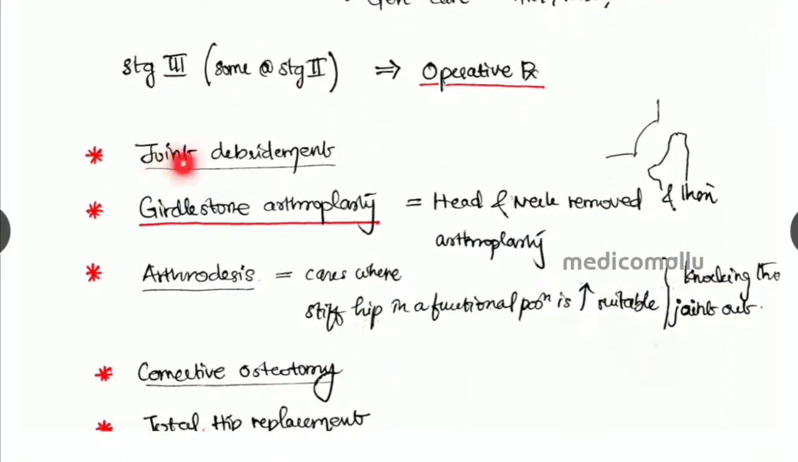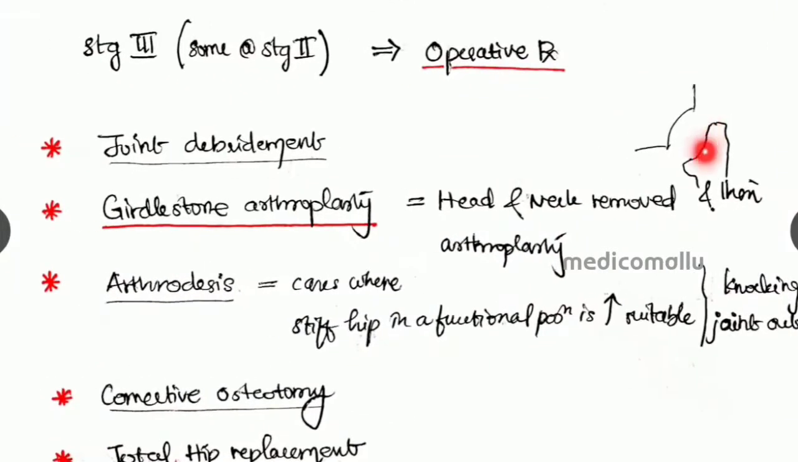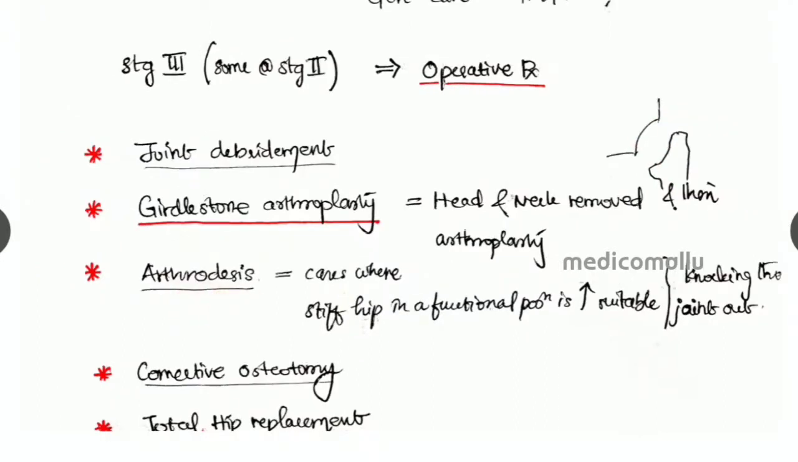Operative treatments include joint debridement. We are debriding all these necrotic areas. There is another option, Girdlestone arthroplasty. The head and the neck are removed and then arthroplasty is done. It seems to be like this. The affected neck and head are removed and we are joining this part, and the movement is again restricted. Another option is arthrodesis.